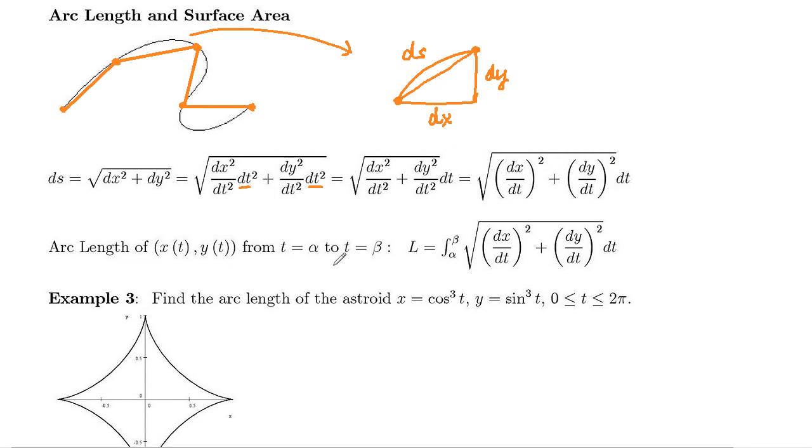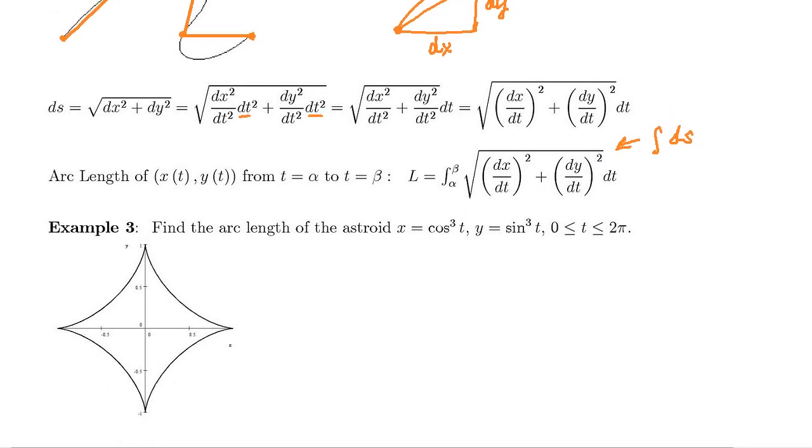So then the arc length from time alpha to time beta is going to be the integral from alpha to beta. We're going to add up all these little pieces ds. Okay, so we're really doing the integral of ds. Little pieces of arc length, and then the integral adds them up. So well, let's put this formula to work here.